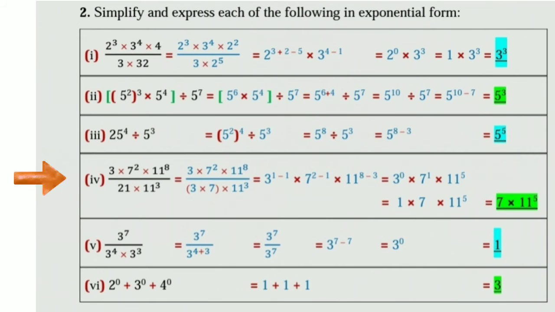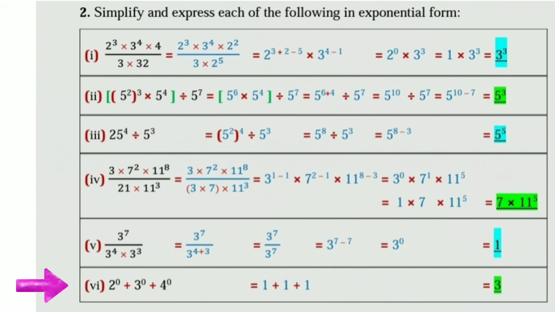It's clear, everyone? Very good. Fifth one, 3 raised to 7 upon 3 raised to 4 into 3 raised to 3. Student, please take care. Here we have to solve the denominator first. That is 3 raised to 7 upon 3 raised to 4 plus 3, is equal to 3 raised to 7 upon 3 raised to 7, is equal to 3 raised to 7 minus 7, is equal to 3 raised to 0, is equal to 1. It's clear, everyone? Very good.